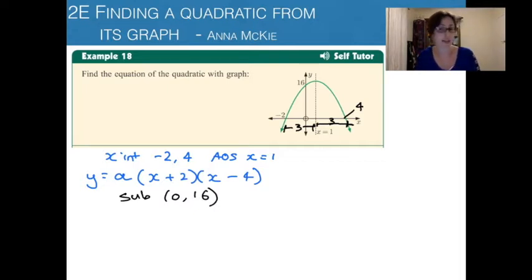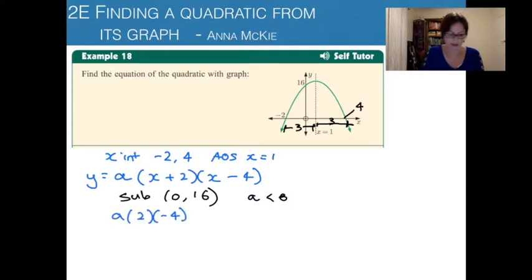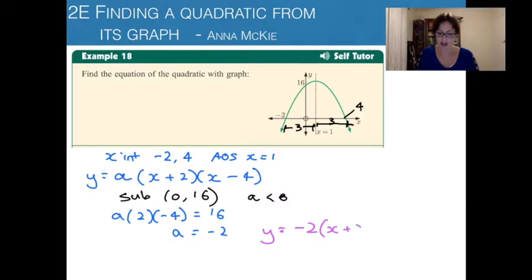What a value are we expecting here? Looking at the shape, because it's concave down, we're expecting a to be less than 0. Subbing that in, we get that this is all equal to 16. Solving for a, you get -2. So our final equation is y is equal to -2, and that -2 is what we expected, a negative value for a, and then with the two linear factors there, which match the x-intercepts.